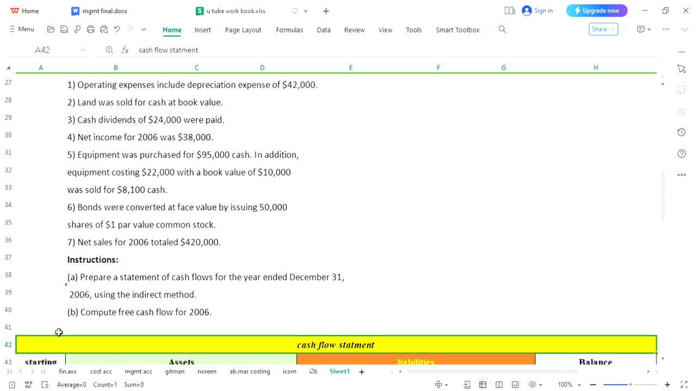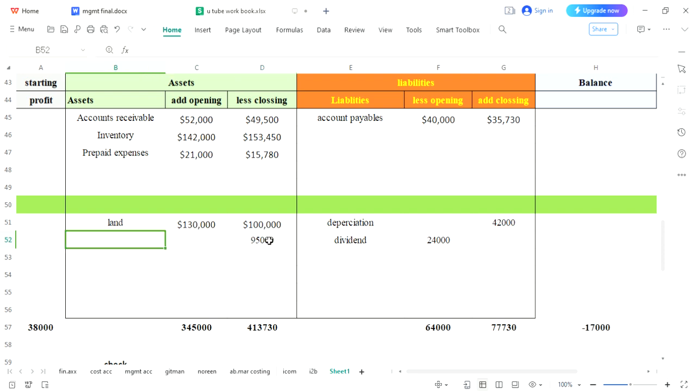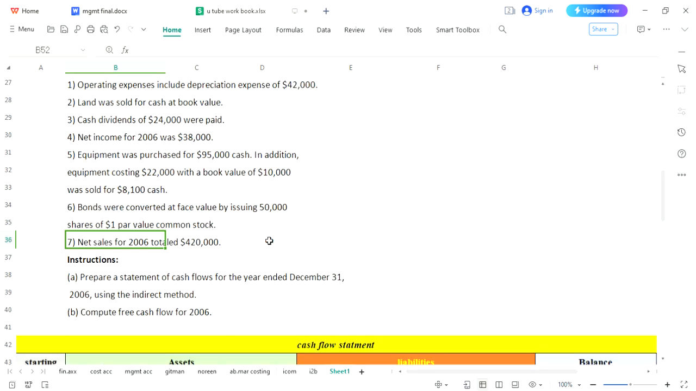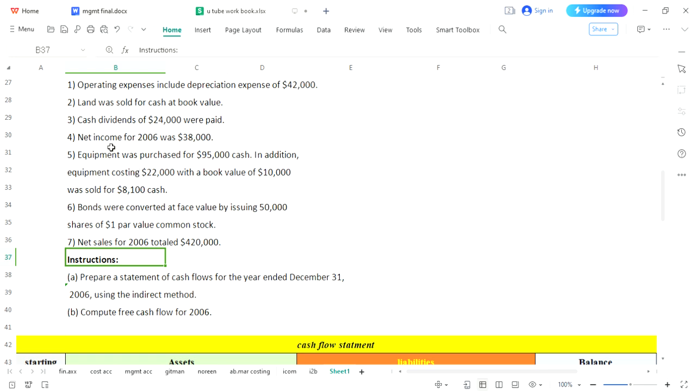All right, now next. Equipment was purchased. Please note it down. You have purchased equipment. It means cash had gone out. And you know that this is your column where cash is decreased. Less means decrease. So here you will write 95,000 because you have purchased 95,000 worth of equipment. Just write down, this is your equipment. Now let's see what next is.